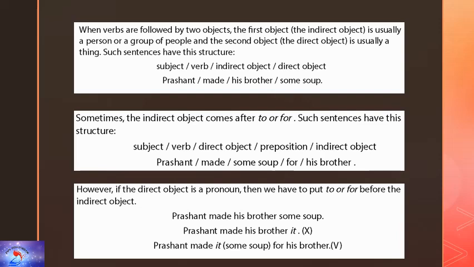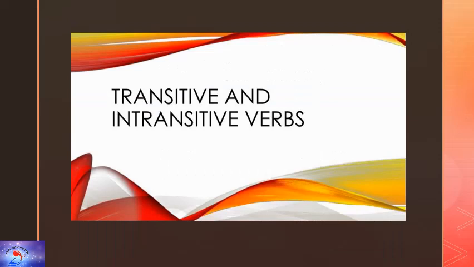So however, if the direct object is a pronoun, then we have to put to or for before the indirect object. So Prashant made his brother some soup. Prashant made it for his brother. The next topic that we are going to discuss is transitive and intransitive verbs.